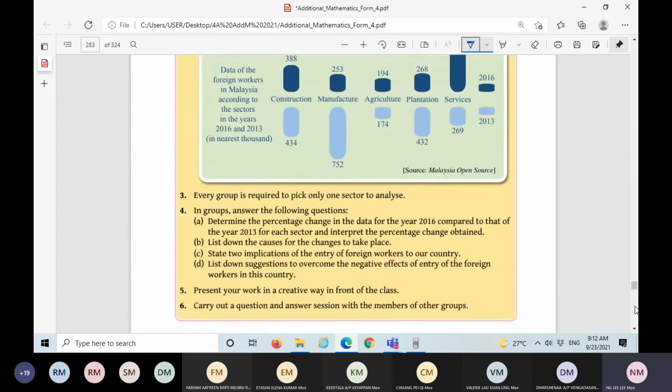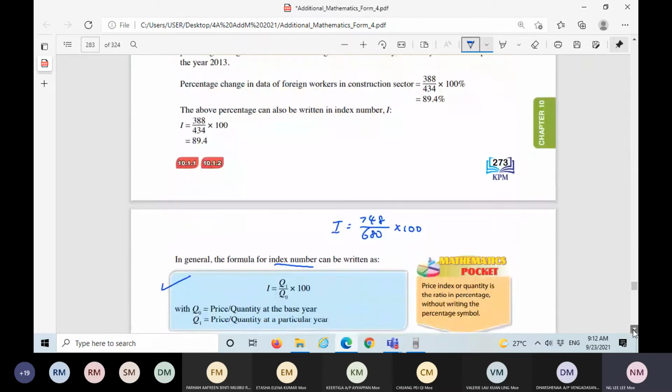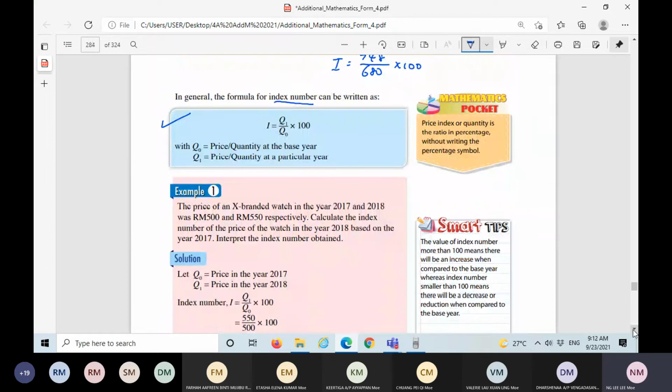Okay, so this is about index number. So very simple. There is only one formula. You just apply the formula, and then you just have to know the meaning of that index number. I mean, if you see it's 110, what is the meaning of the 110? Okay, that's all for this index number.